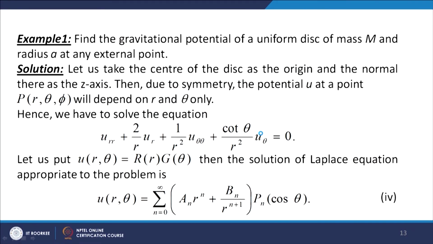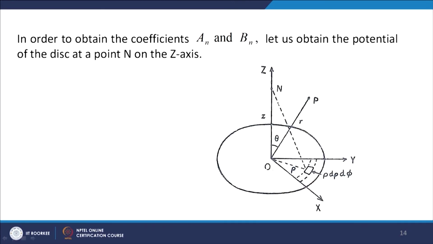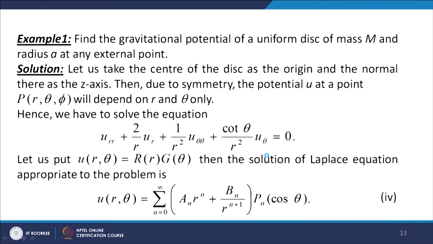Now, let us find the gravitational potential of a uniform disk of mass m and radius a at any external point. Let us take the center of the disk as the origin and the normal there as the z axis. This is the figure. This is the disk and this is the center of the disk, and this axis, the normal line at this point, is the z axis. By symmetry, the potential u at any point P(r, theta, phi) will depend on r and theta only, because of the symmetry of the disk.